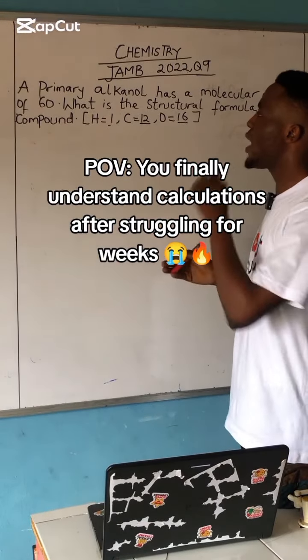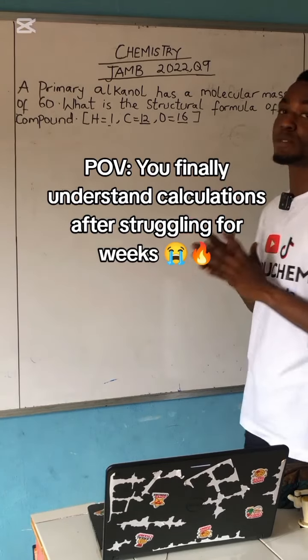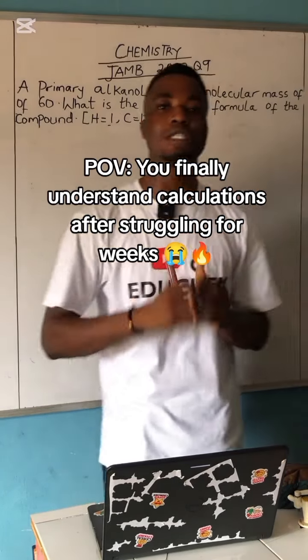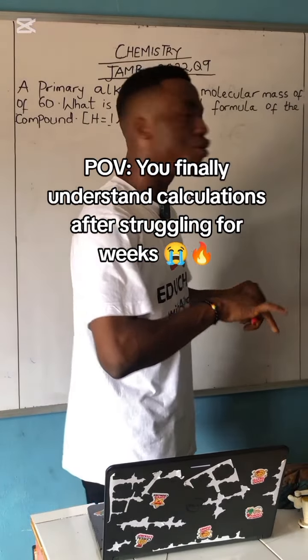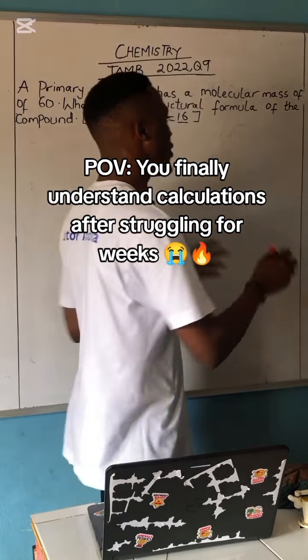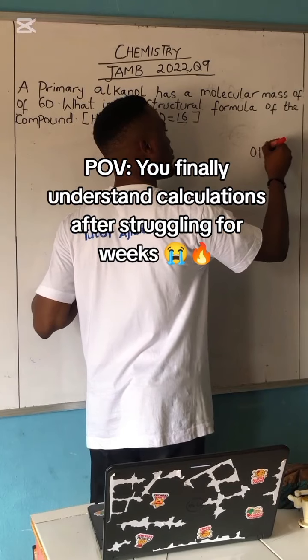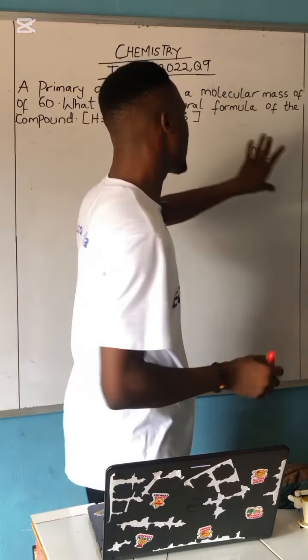So here on board, we have a question saying that a primary alkanol has a molecular mass of 60. Now, when we talk about alkanols in general, alkanols have an identity, and the identity of every alkanol, be it the primary alkanol, the tertiary alkanol, or the secondary alkanol, possess what? The functional group of OH. Now, this is as important as your respective, or as our respective, surnames.